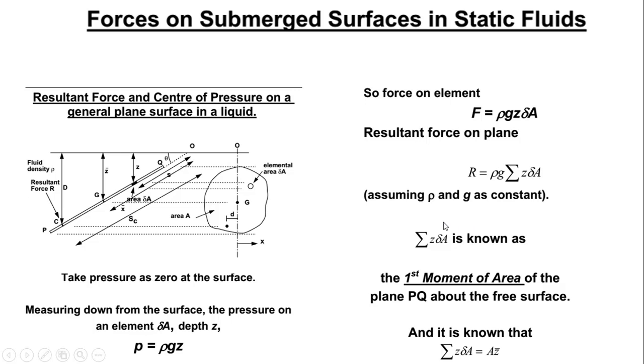So if we look at this notation that we have, the summation of Z rho A, change in A, this is known as the first moment of area. So if you are asked to calculate the first moment of area, you have to keep in mind that we are calculating the summation of all the Z's multiplied by the change in area. Or we can write it simply as A multiplied by Z bar. Then this gives us what is known as the first moment of area.